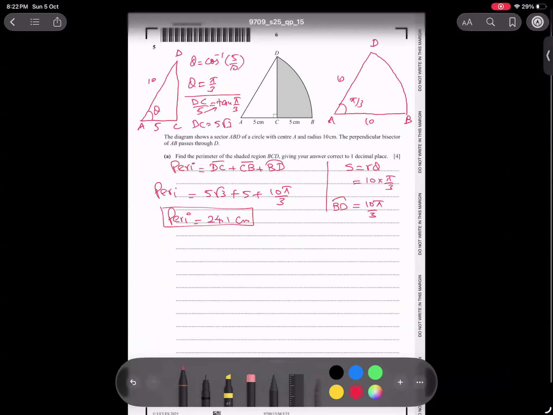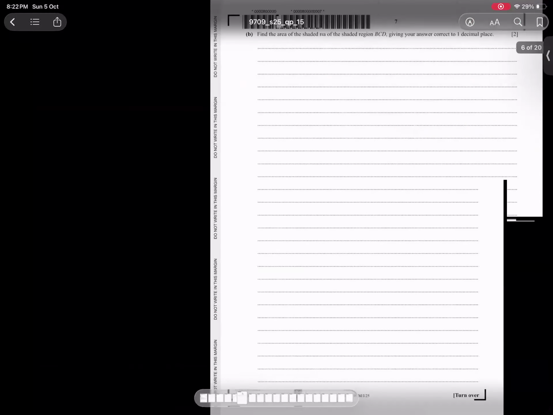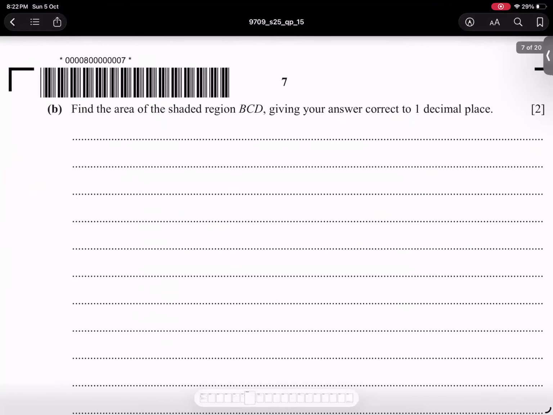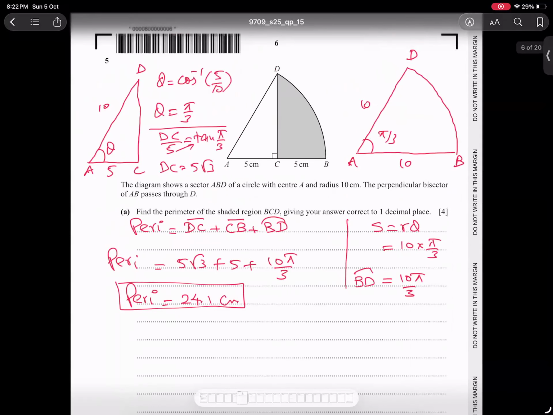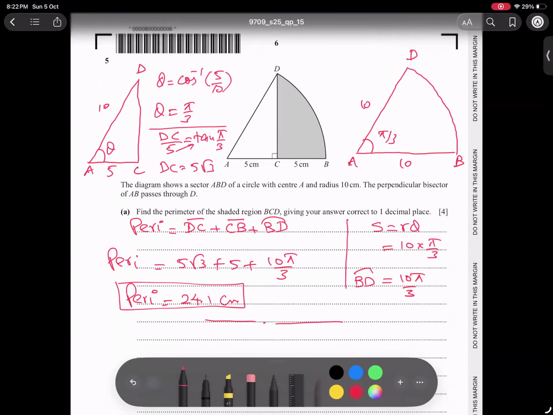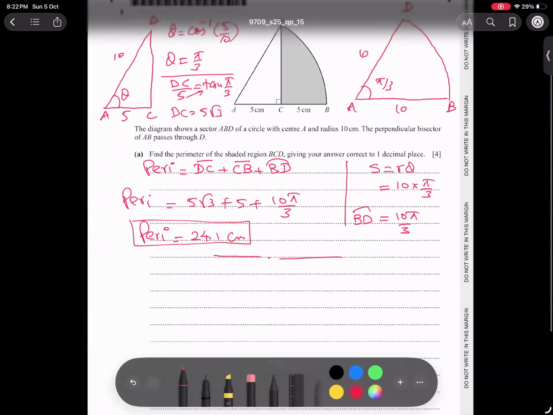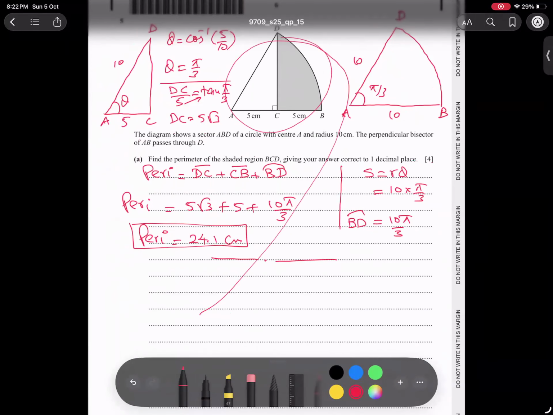And on the other page, what is it asking for? It is asking for the area of the shaded region to 1 dp. So I think we can do it at the same pace, because we have enough space. How to get this? So planning is very important. The full area is the sector area minus the white triangle area. So planning is shaded area: sector area minus triangle area.